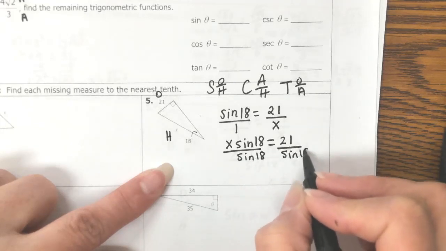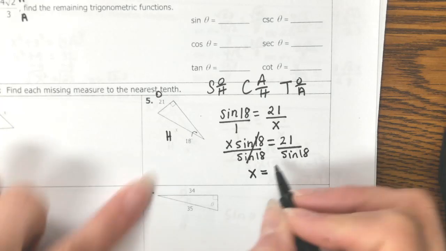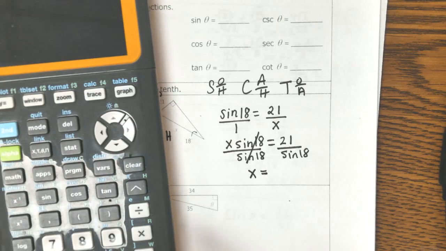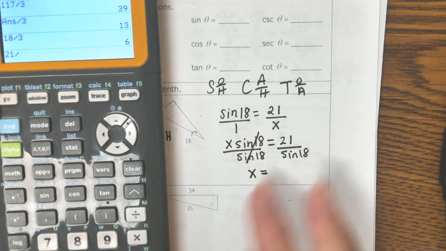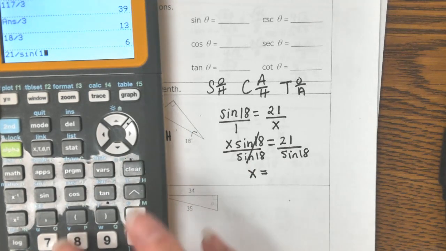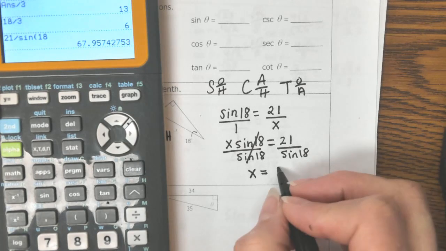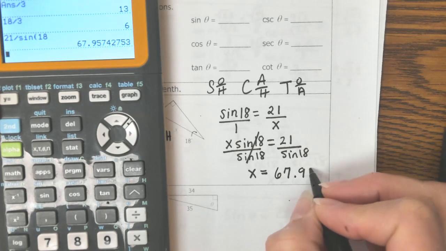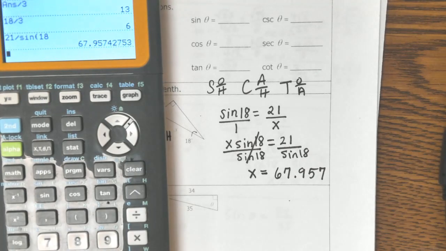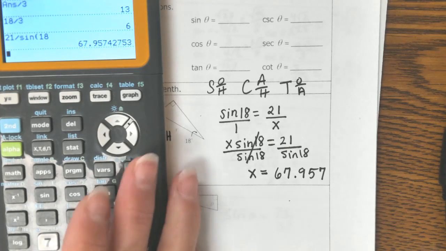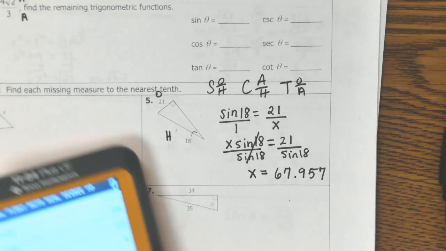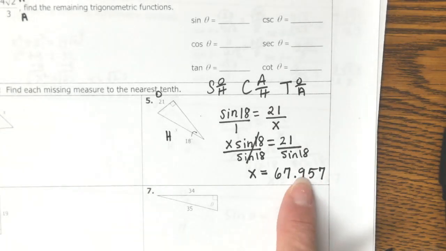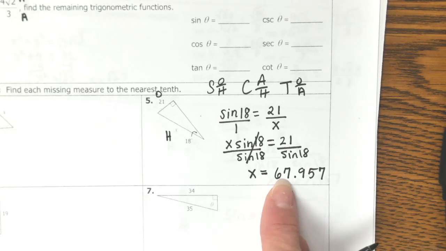And when I divide by sine 18, I end up with, let me put this in our calculator, 21 divided by sine 18. And our answer, 67.957. So we could round that off. It did, I think, say, well, to the nearest tenth. But even the nearest tenth, the 9 is going to go up, forcing it to go to a 68.0.